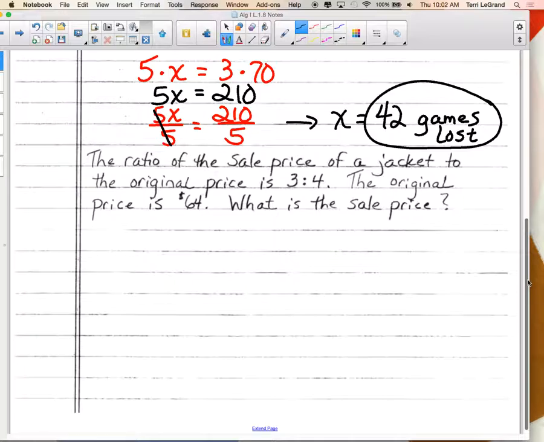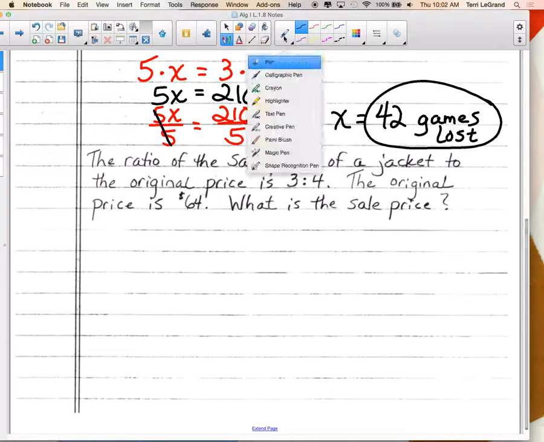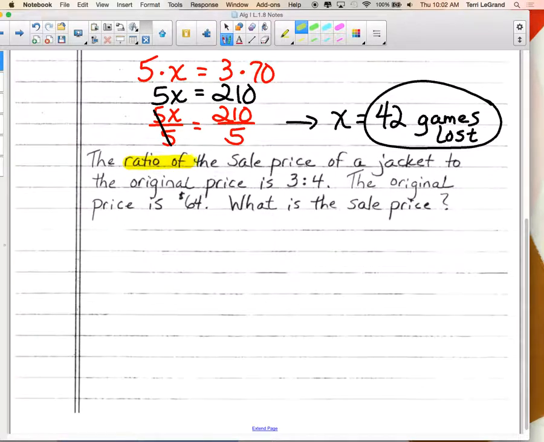Okay, let's do one more. The ratio of the sale price of a jacket to the original price is 3 to 4. So again, this is important information. Ratio of the sale price to original price. So in reality, we want to keep that order so that it makes sense when we line our labels up. So the 3 is 3 what? 3 over 4. 3, this would probably be dollars, right? And this is the sale. And then the 4 would be labeled dollars, and this is the original.